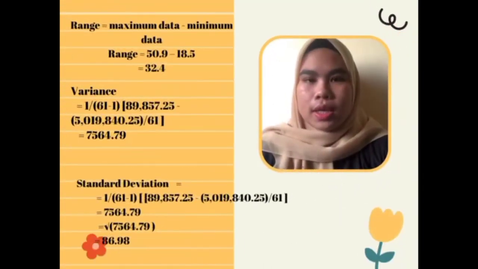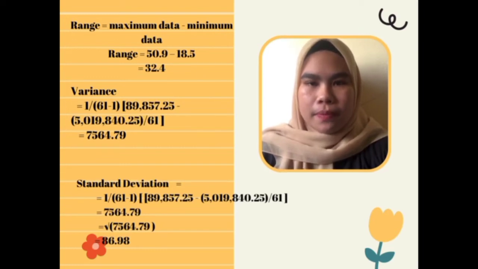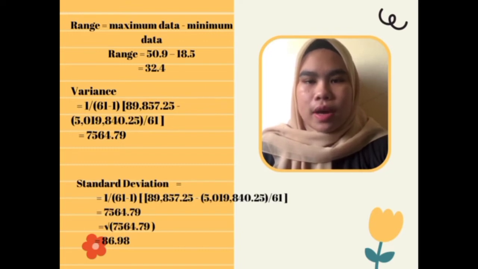The second is measures of variation. Measures of variation in statistics are ways to describe the distribution of your data. In other words, they show how far apart data points are from each other. Statisticians use measures of variation to summarize their data. The measures of variation are range, variance, and standard deviation.